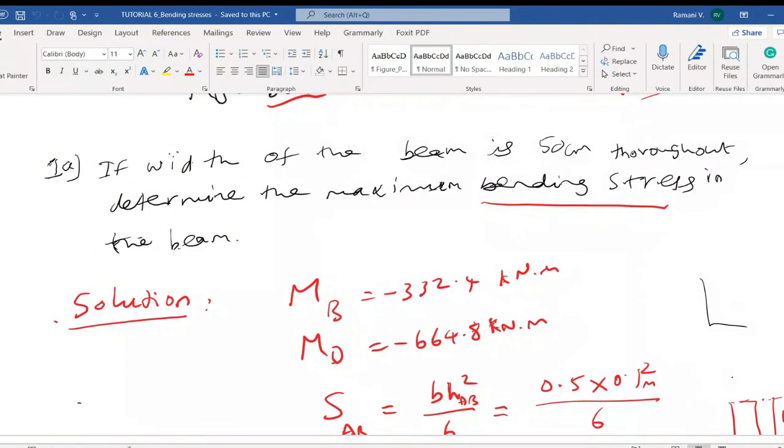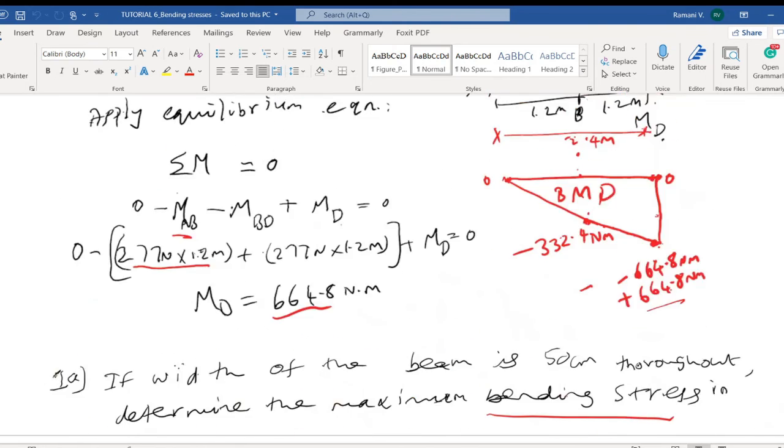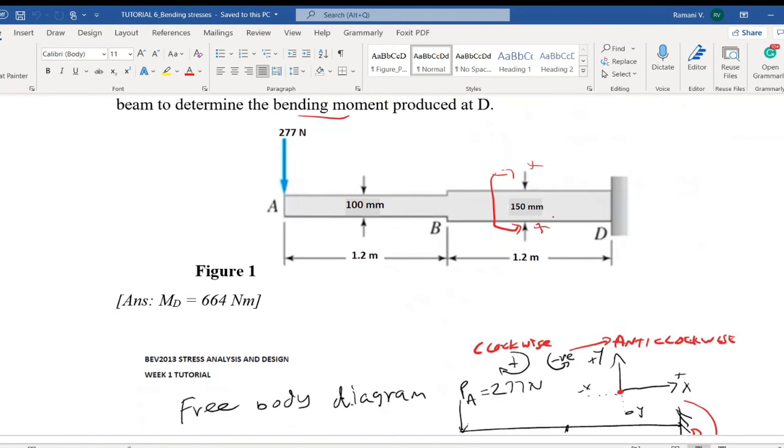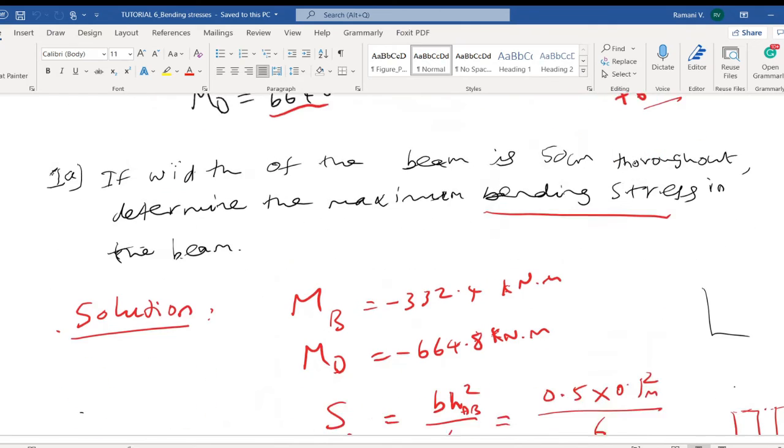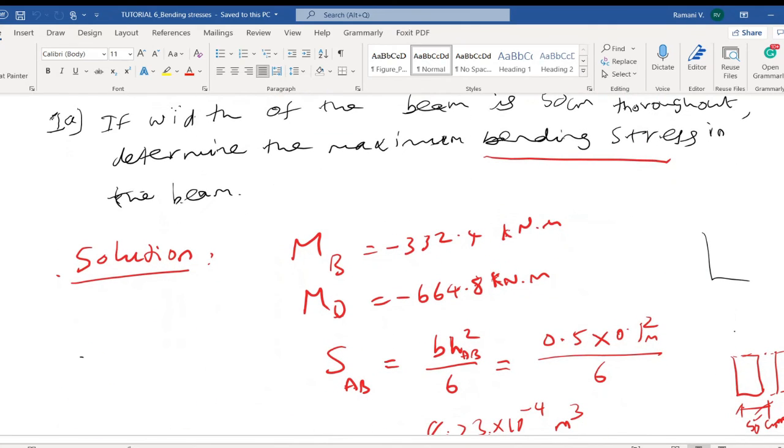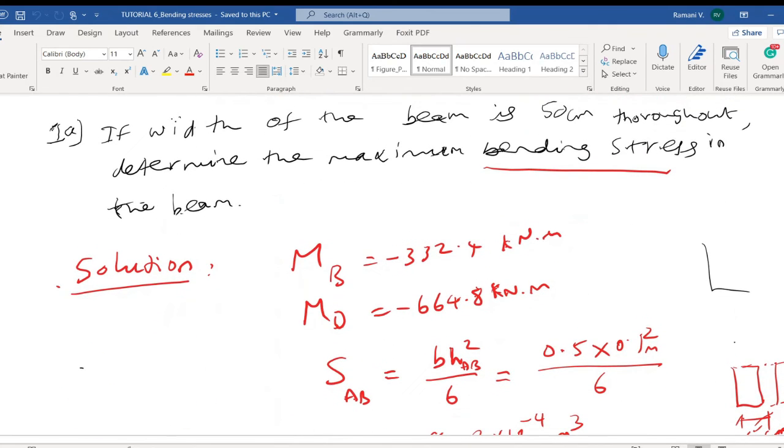What is it? The question is extended like this. If the width of the beam is 50 centimeter throughout, determine the maximum bending stress in the beam. See, the width perpendicular to the section is given. Last time it was not given, only depth was given. This time the width perpendicular to the section is given to you. Come on. When you do this, why is the width given? Because you need a section, right?